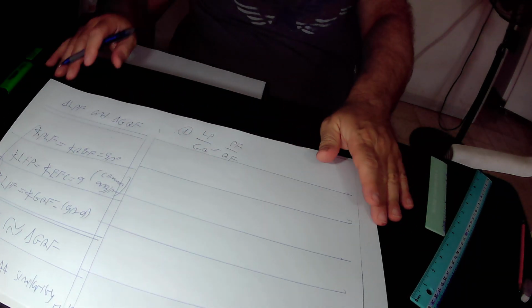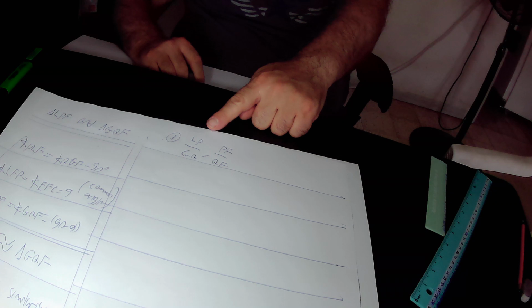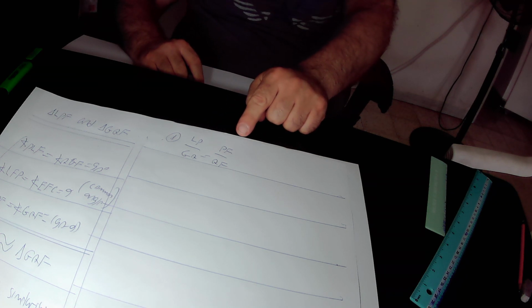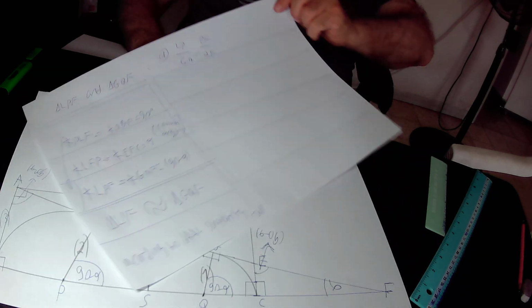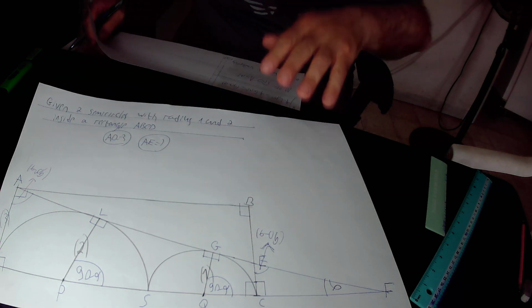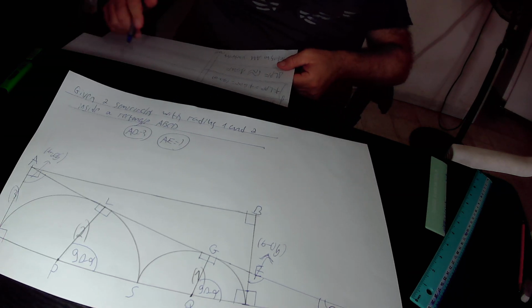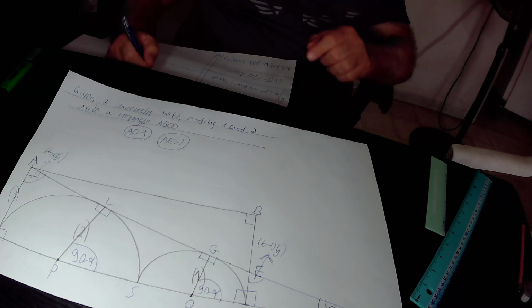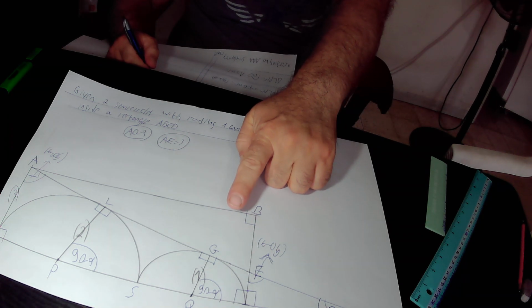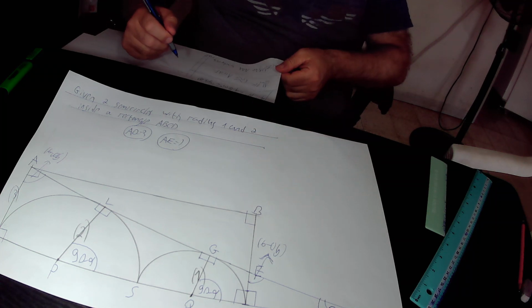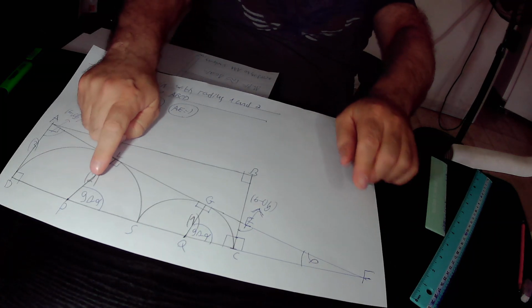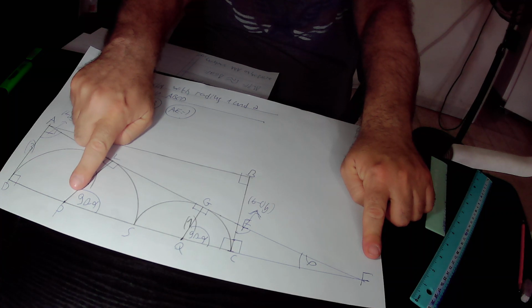We will derive that side LP in the big triangle over side GQ in the small triangle equals side PF in the big triangle over side QF in the small triangle. LP is the radius of the big semicircle, that is 2, over GQ. GQ is the radius of the small semicircle, that is 1, and it is equal to PF. What is the length of PF?